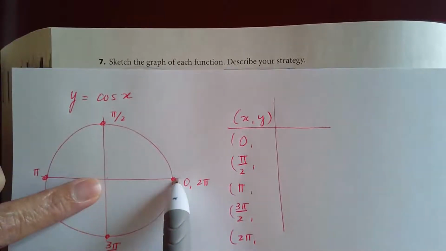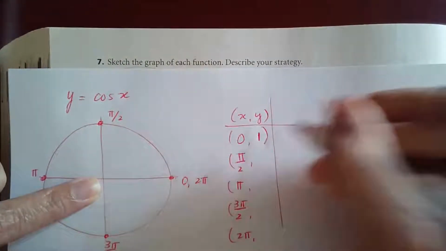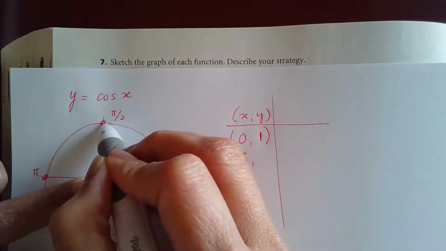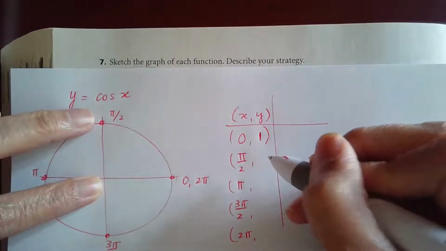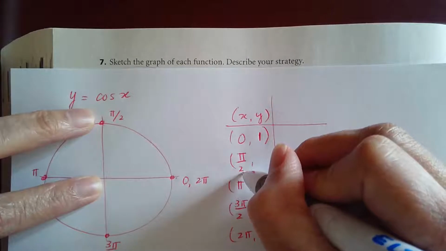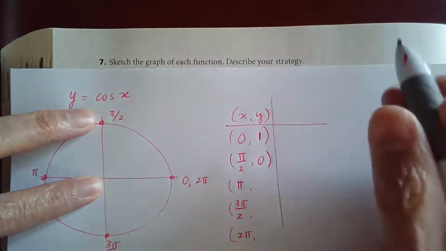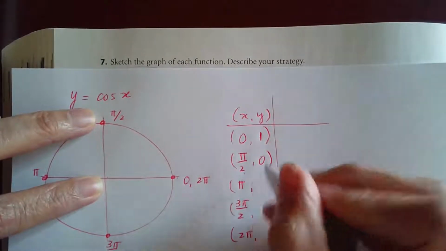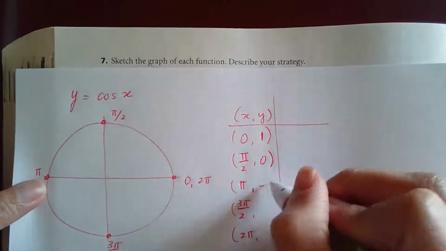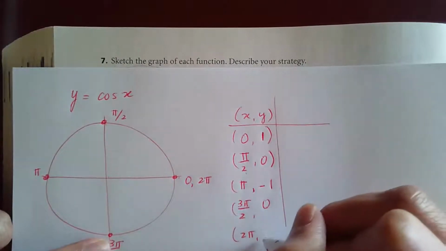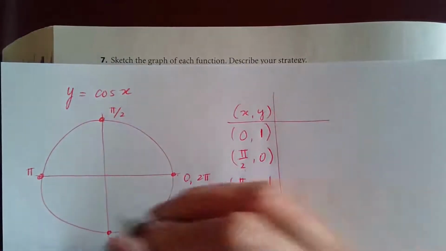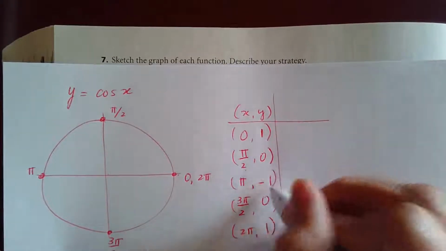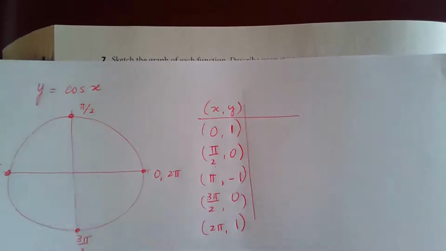So here, if our angle is at 0 radians, the cos of 0 is 1. Over here, at pi over 2, the cos of pi over 2 is 0. And then at pi, it's going to be -1. At 3 pi over 2 it's 0. At 2 pi it's back at 1. Okay. So here's a thing that you could think about.